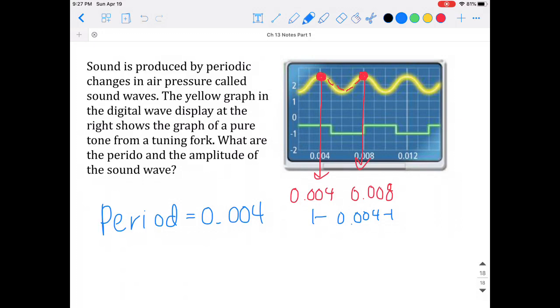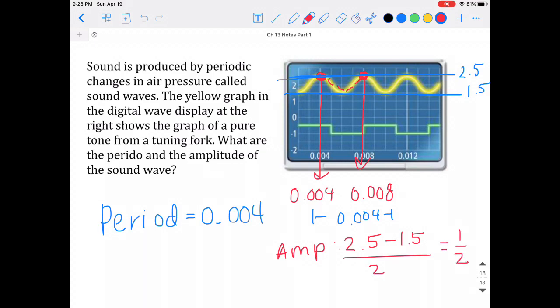Now to find the amplitude. Again, amplitude, you need to know the maximum and the minimum values. The maximum value of this graph is at 2.5, and the minimum value of this graph is at 1.5. So to find our amplitude, we're going to do 2.5 minus 1.5 over 2. 2.5 minus 1.5 over 2 gives us 1 over 2, so our amplitude is going to be 1/2, or 0.5.